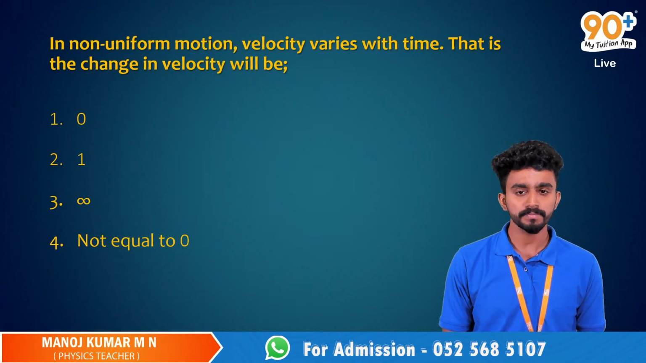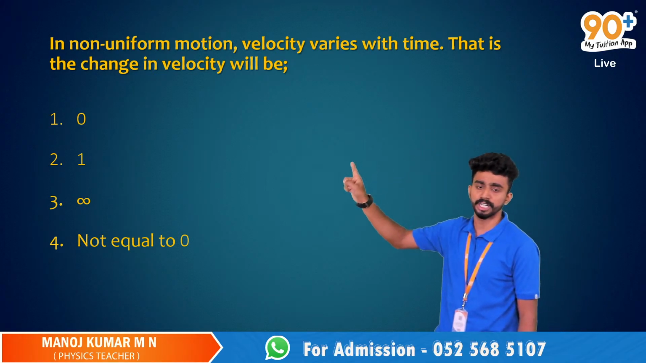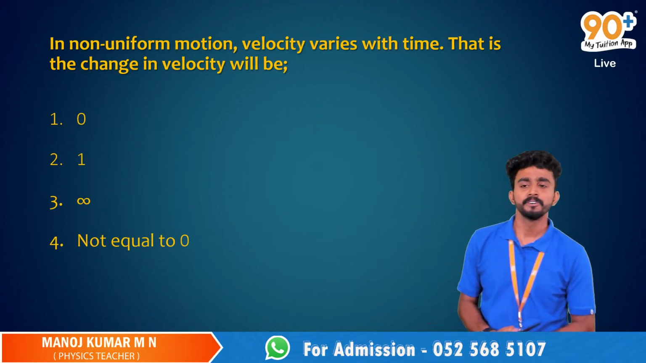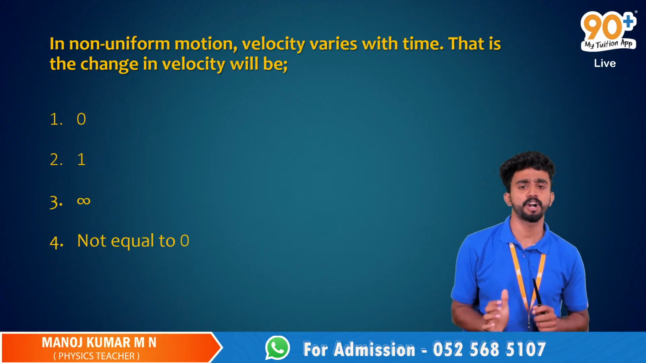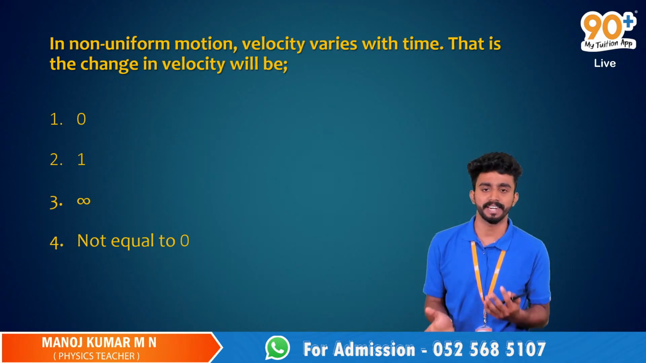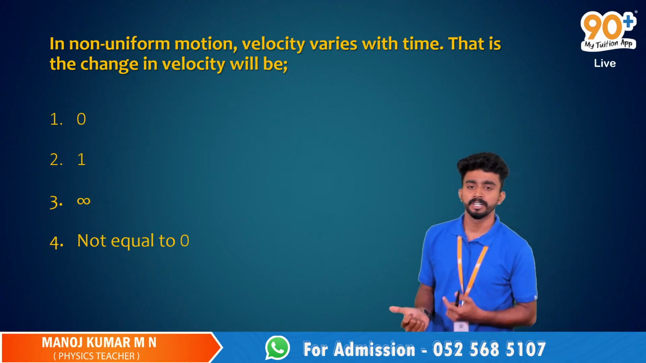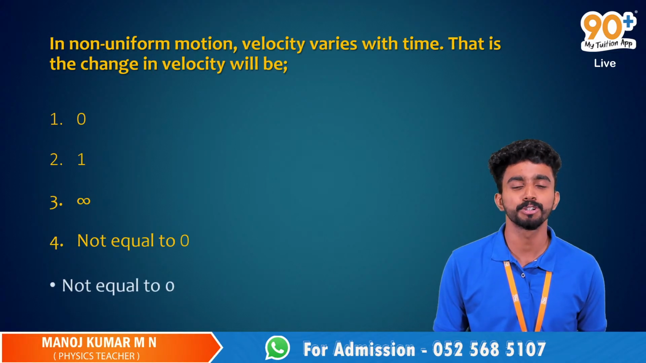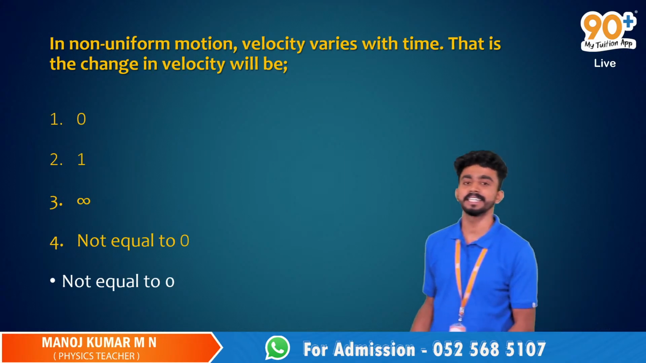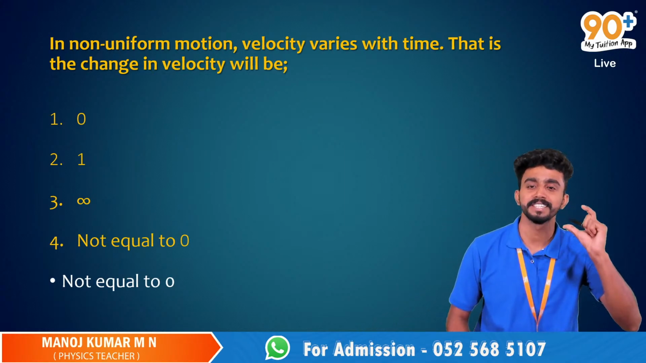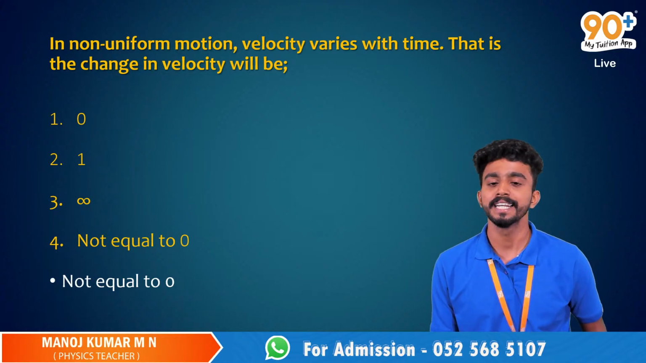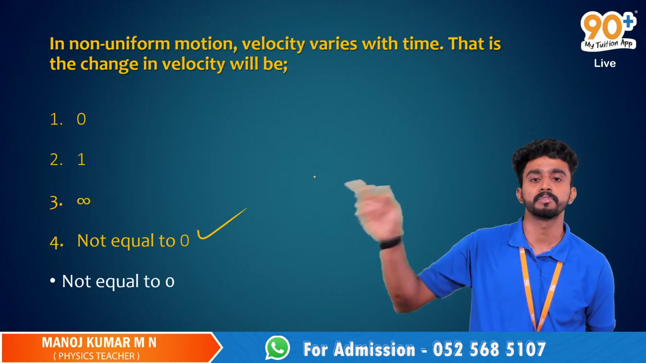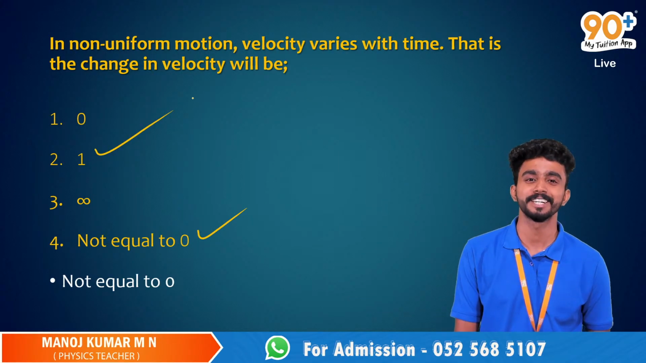Okay, now in non-uniform motion, velocity varies with time, that is change in velocity will be. We have learned non-uniform motion, right? In the case of non-uniform motion, velocity will be varying, right? So the change in velocity will be 0 or 1 or infinity or not equal to 0. It will not be equal to 0, right? If there is a change in velocity in the case of non-uniform motion, it will obviously have a particular value, so it will not be 0. So the answer is last option. So you will be thinking it can be 1 as well, right? If you have clicked the second option, still you will get the marks.